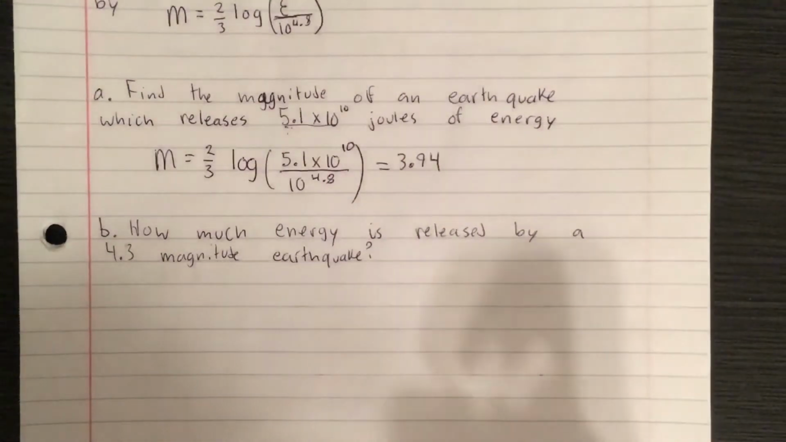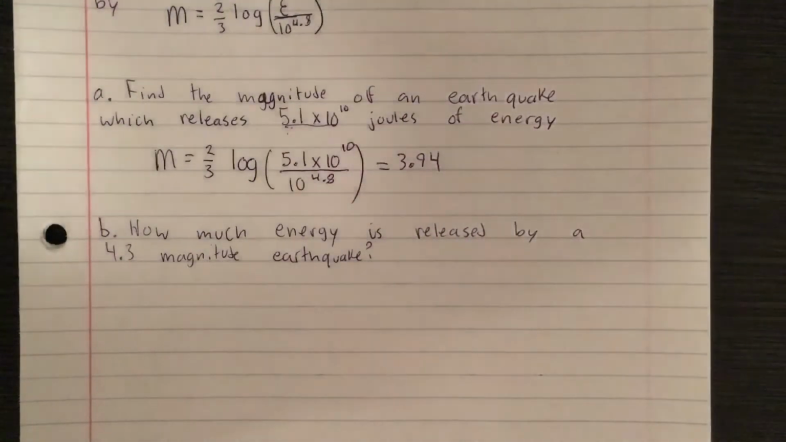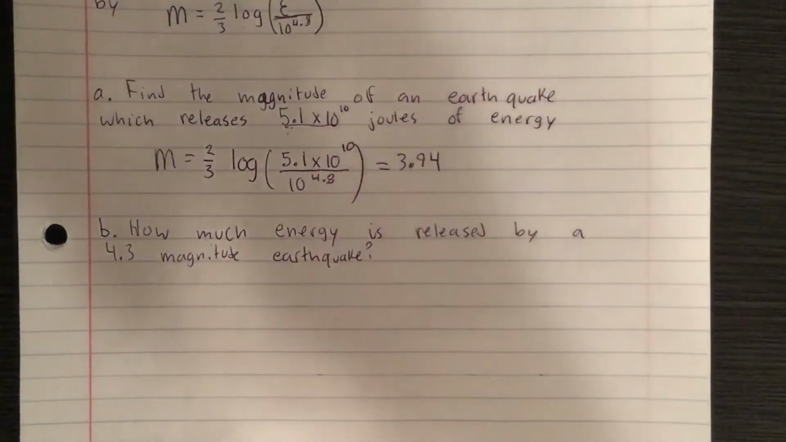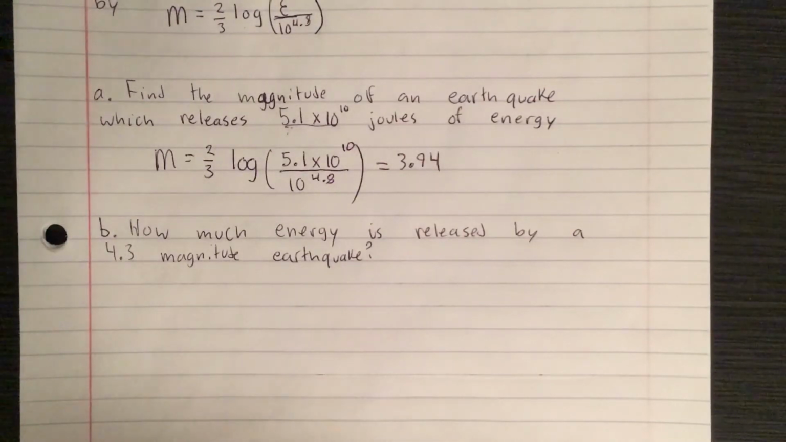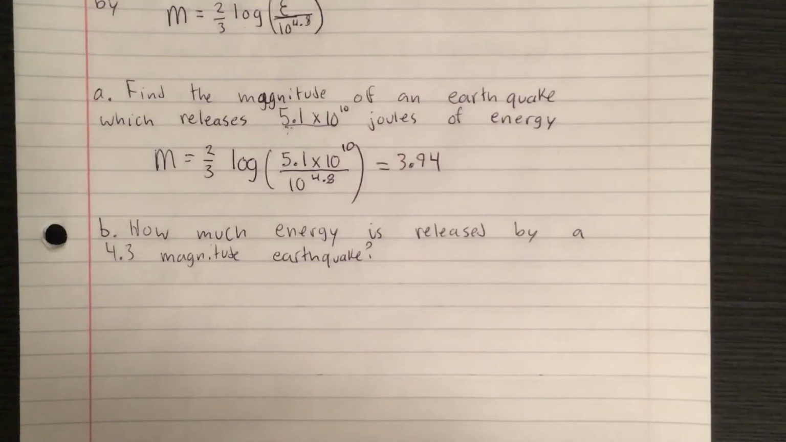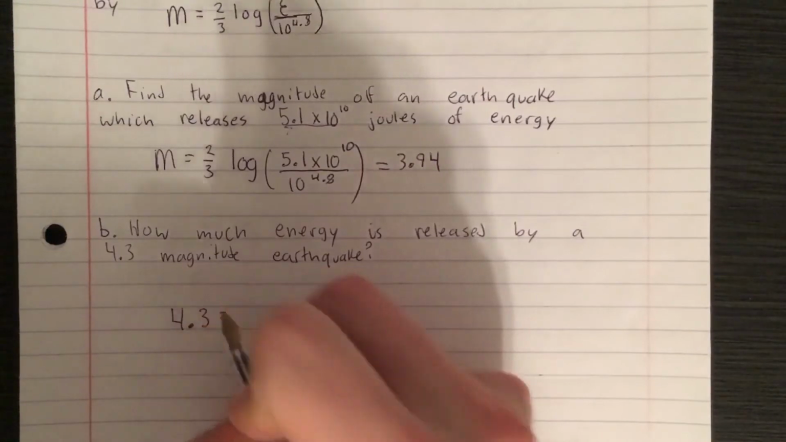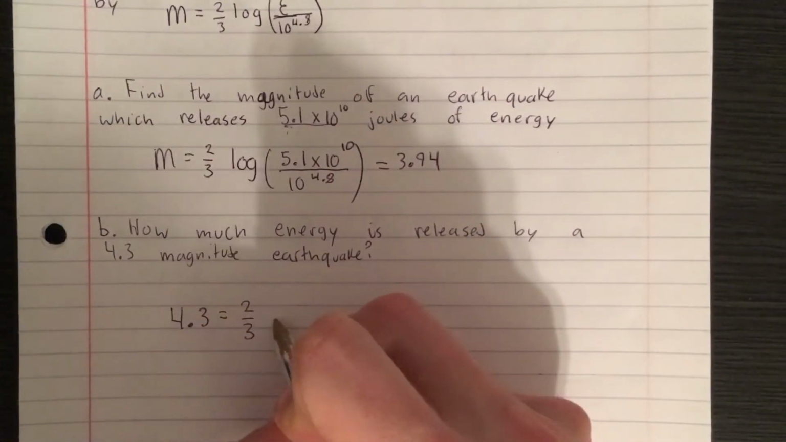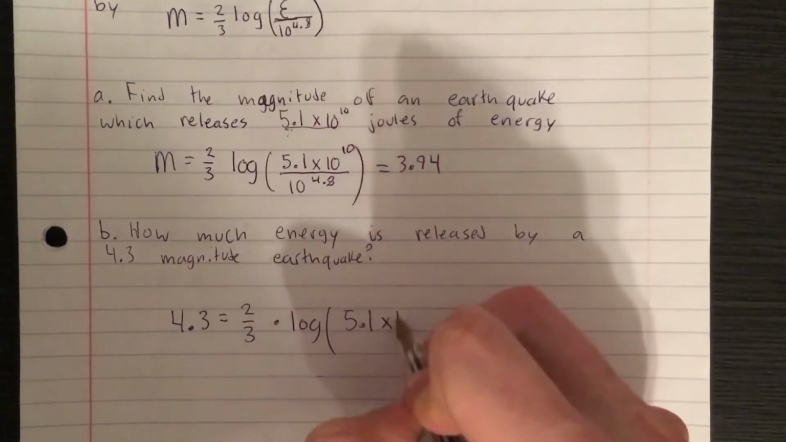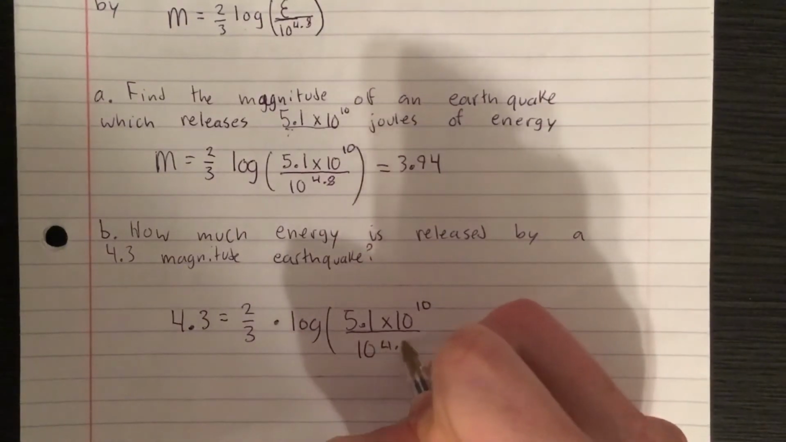And so the next thing we're going to say is, okay, how much energy is released by a 4.3 magnitude earthquake? So we're going to flip this thing. By a 4.3 magnitude earthquake. So let's see here. We've got 4.3 equals 2/3 times the log of 5.1 times 10 to the 10th over 10 to the 4.8.